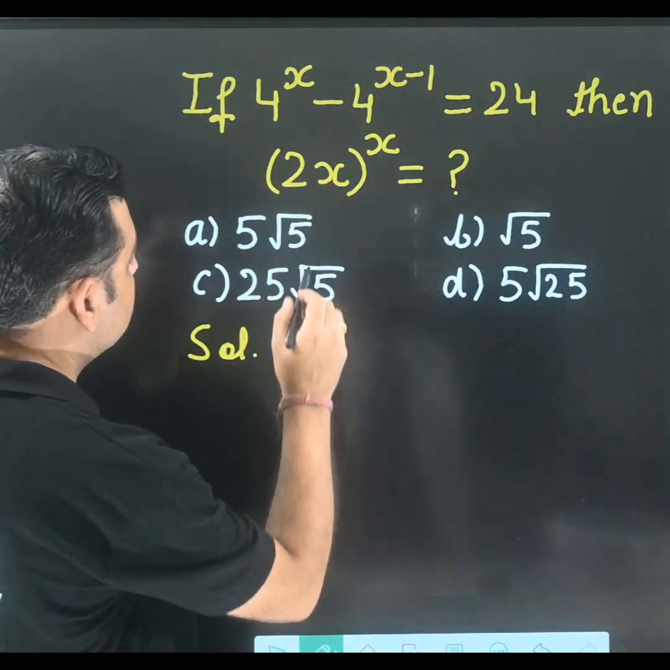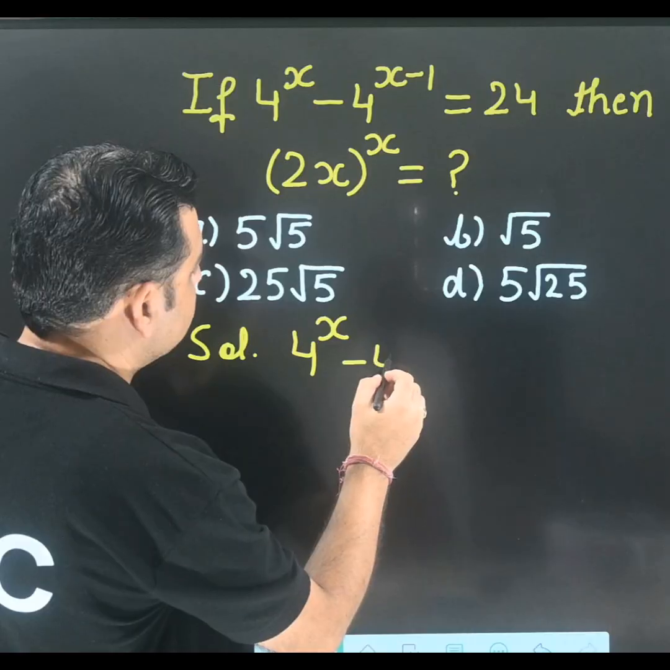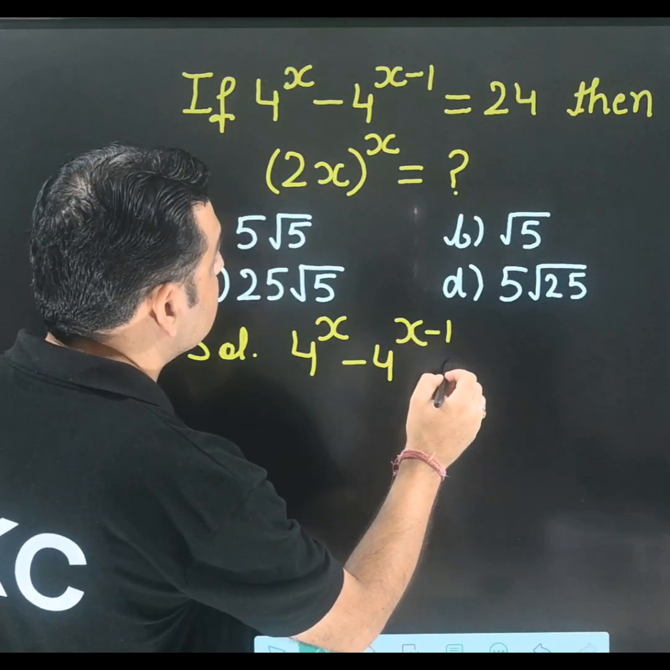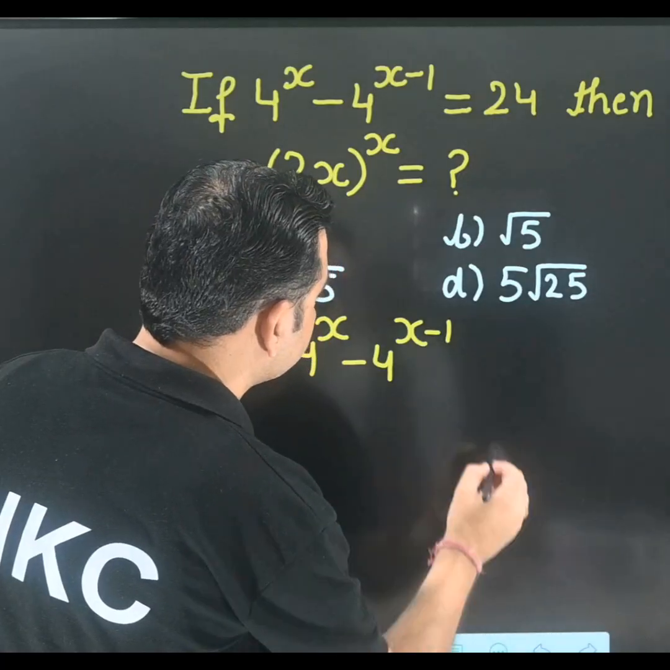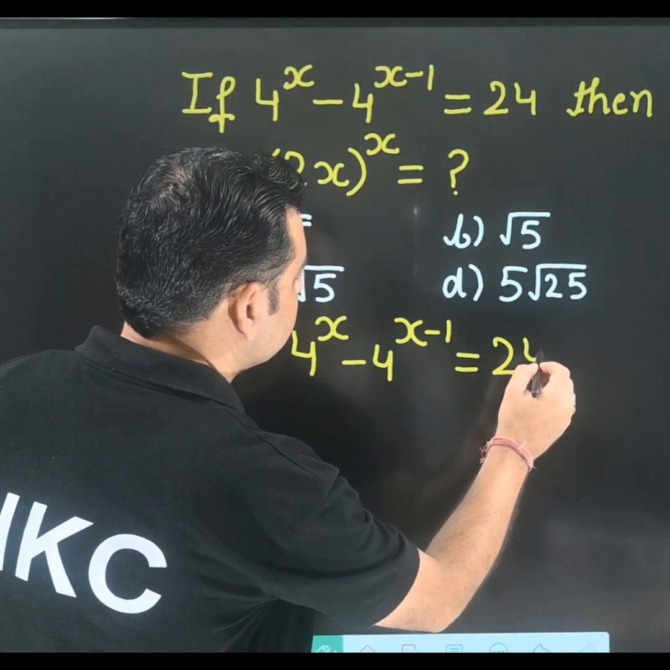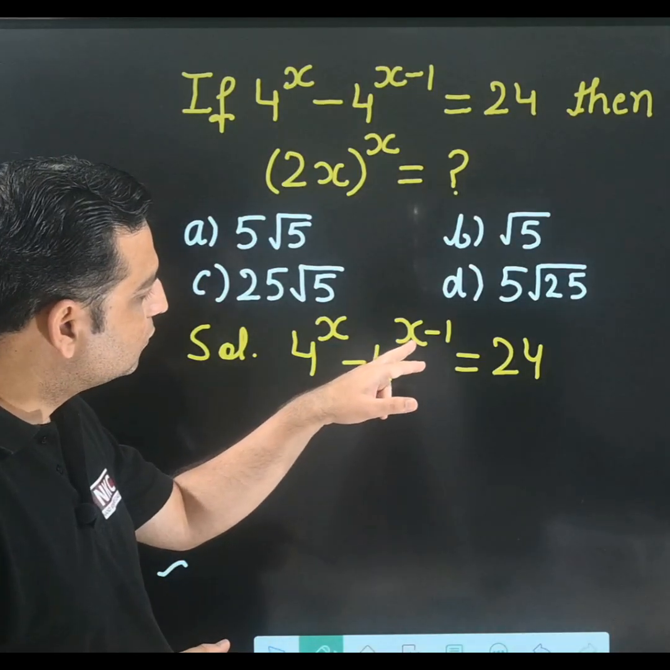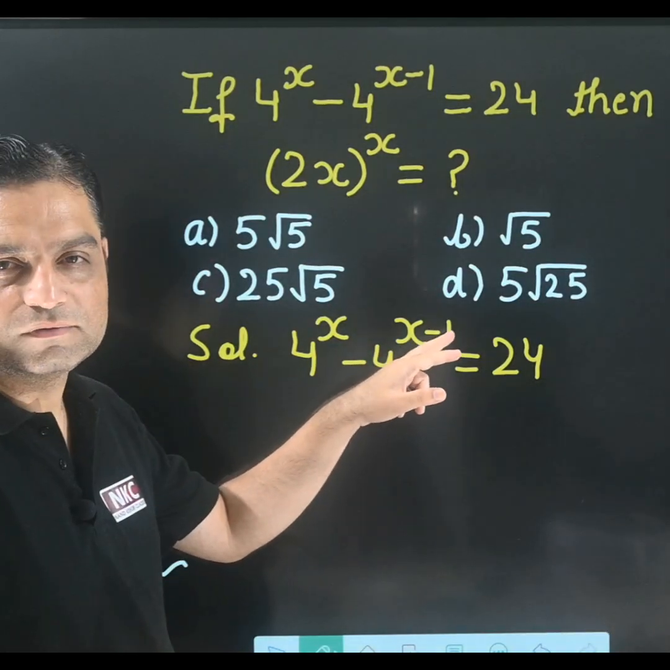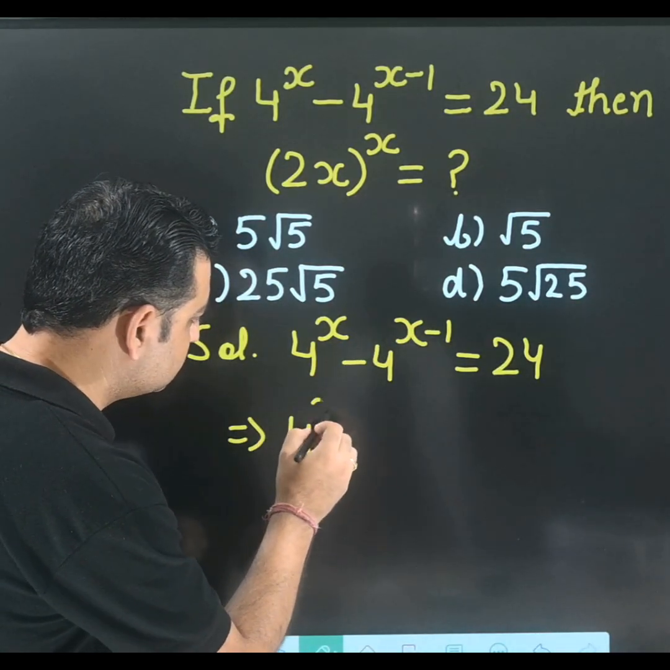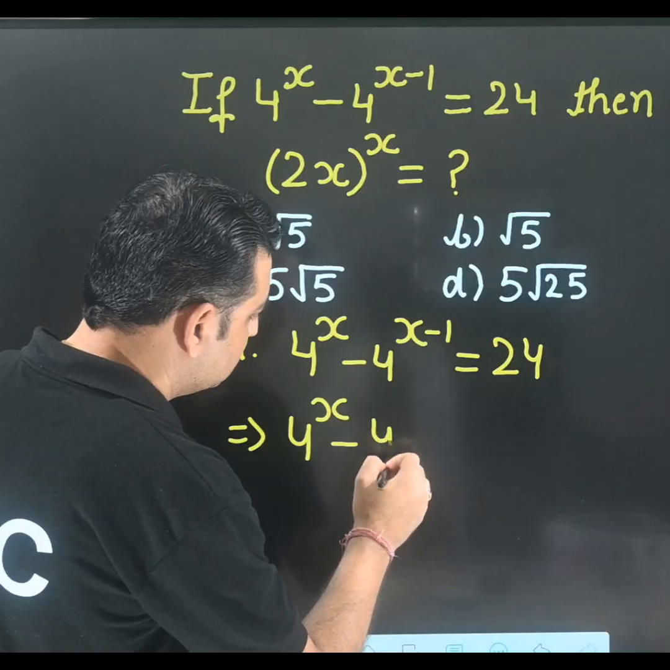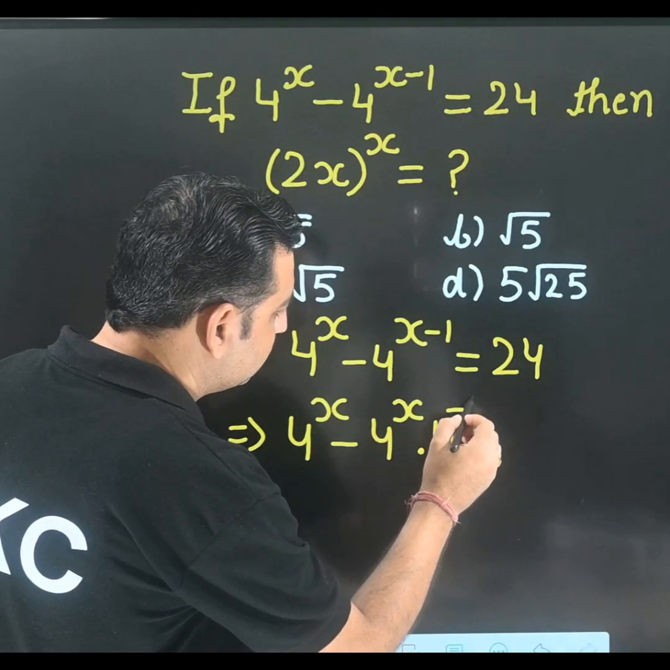Let us start from 4 to the power x minus 4 to the power x minus 1 is equal to 24. Exponent rules are going to be used obviously, so we need to be very careful. First of all, 4 power x minus 1, I'm going to solve it. What I'm going to write is 4 to the power x multiplied by 4 to the power minus 1.